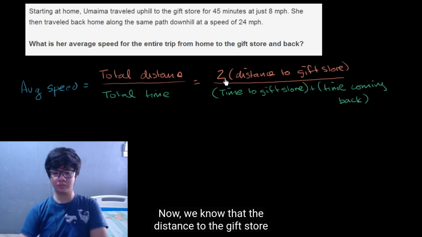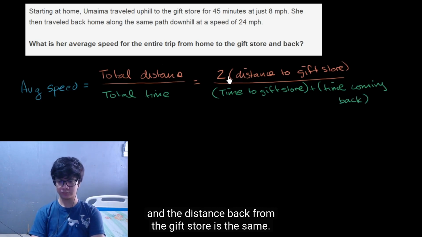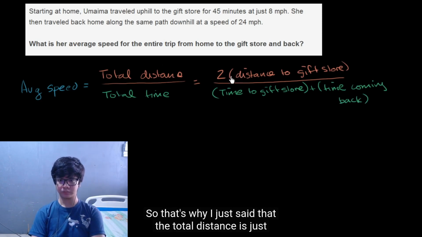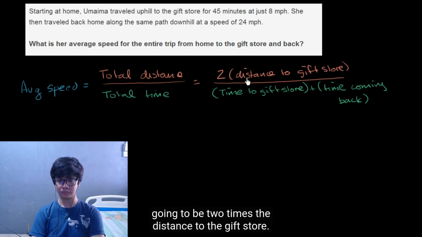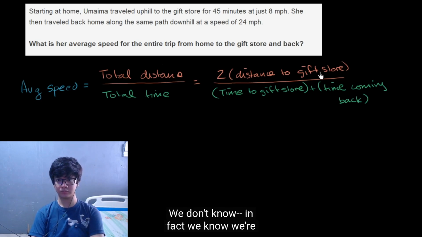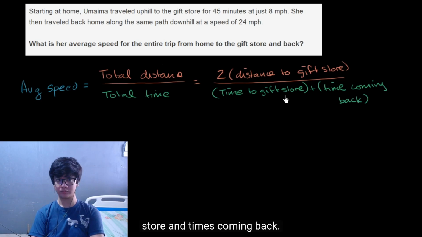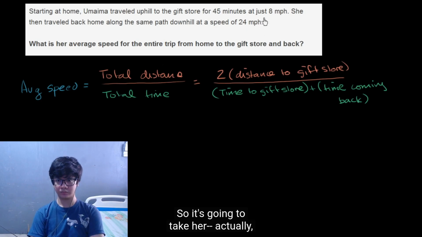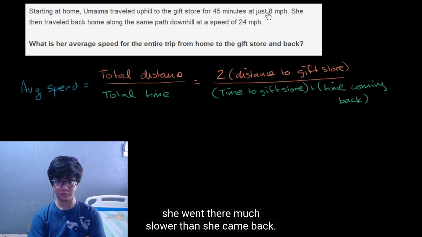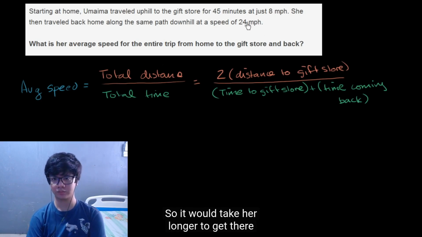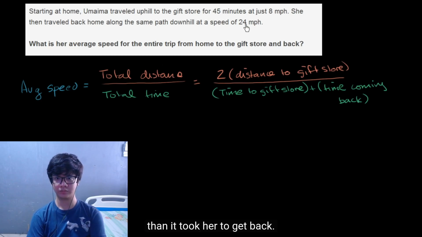Now, we know that the distance to the gift store and the distance back from the gift store is the same. So that's why I just said that the total distance is just going to be 2 times the distance to the gift store. In fact, we know we're going to have different times to the gift store and coming back. How do I know that? Well, she went at different speeds. She went there much slower than she came back, so it would take her longer to get there than to get back.